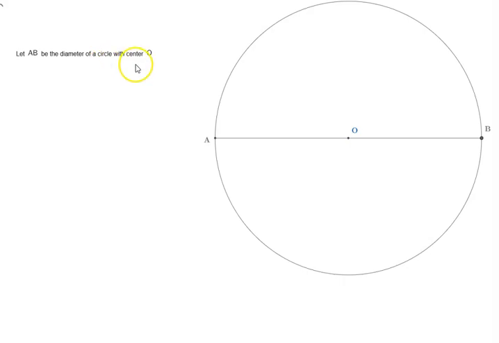Let AB be the diameter of a circle with center O. Draw a tangent at A. Draw OC such that angle AOC is equal to 1/3 of a right angle. 1/3 of a right angle is 30 degrees. To construct 30 degrees, you basically construct 60 degrees and then bisect that to get 30 degrees.